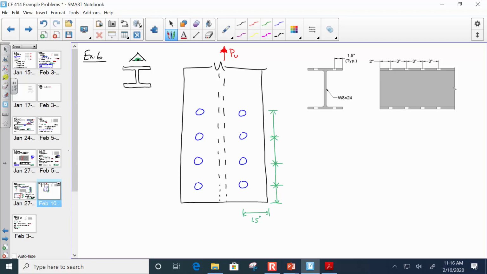All right, so what do we have? What's this lower one? Two. Two, and what are all the others? 3. There we go.